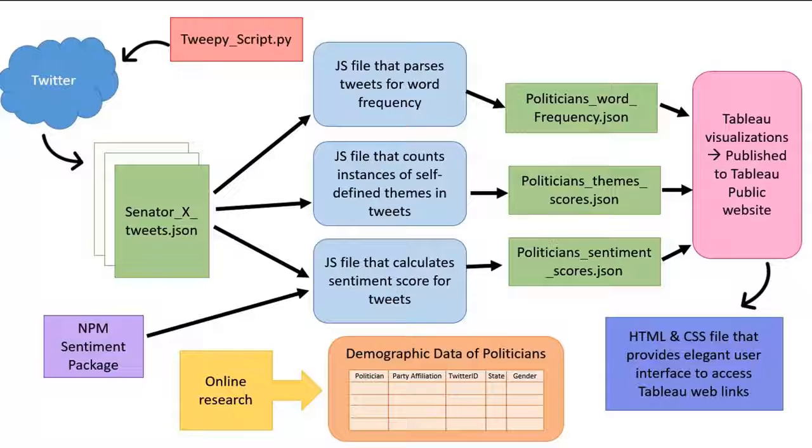For sentiment analysis, the NPM package called Sentiment was used. The statuses made by each user were given a sentiment score based on the sum of the word scores in the statuses. To provide the data visualizations, we used Tableau. Tableau allowed us to create interactive visualizations using our word frequency, sentiment, and theme JSON files. Finally, we used an HTML and CSS template from the website templated.co to build a launchpad for users to view and interact with our data.